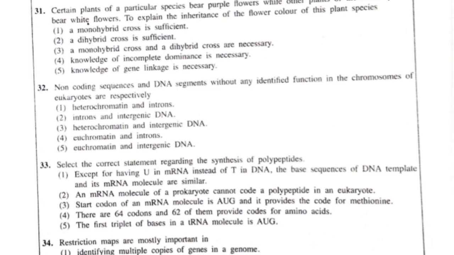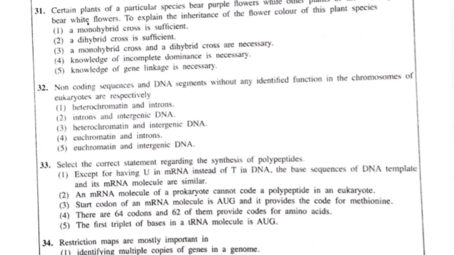Then the second statement says an mRNA molecule of a prokaryote cannot code a polypeptide in a eukaryote. This is wrong, because we know the genetic code is universal. A main feature of the genetic code is that it's universal. So it doesn't matter if it's in a prokaryote or a eukaryote, you can use the mRNA molecules to code these polypeptides. So the second statement is wrong. The third statement says start codon of an mRNA molecule is AUG and it provides the code for methionine. That is correct. That is the answer.